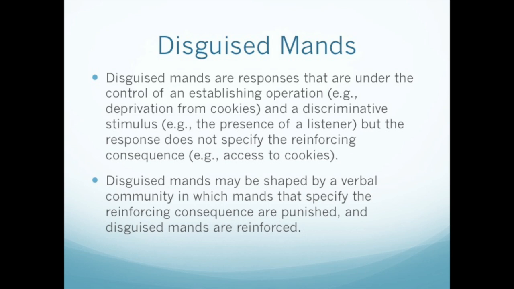Disguised mands may be shaped by a verbal community in which mands that specify the reinforcing consequence are punished and disguised mands are reinforced. For example, in some verbal communities, observers, such as parents, may punish specific mands directed toward unfamiliar people, which might be considered rude. By contrast, the verbal community may arrange contingencies that provoke reinforcement of disguised mands, such as a listener who offers a cookie to someone who says, "Those cookies look good," may be praised for being considerate.